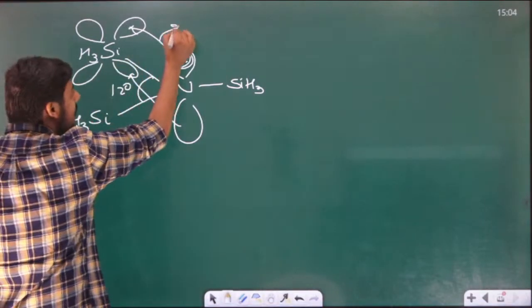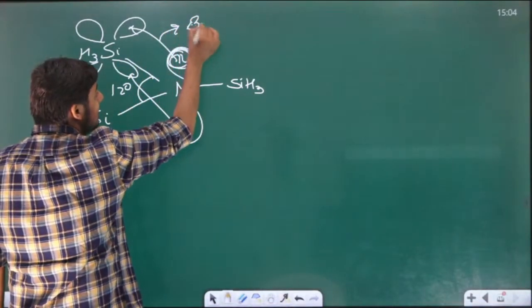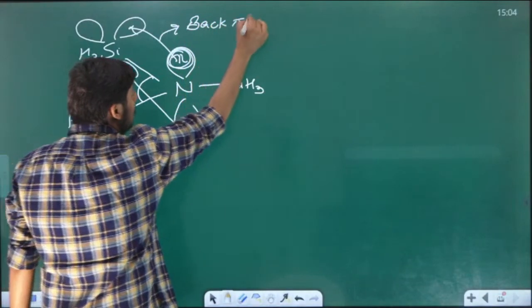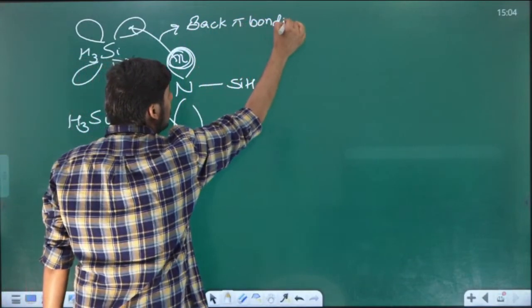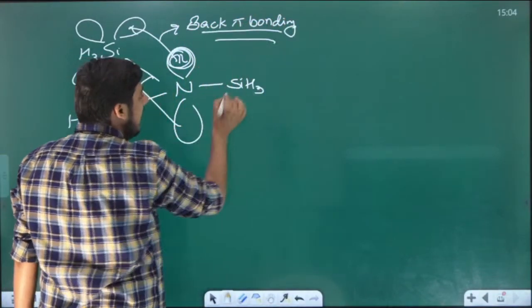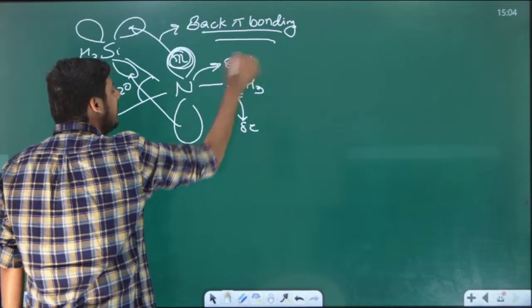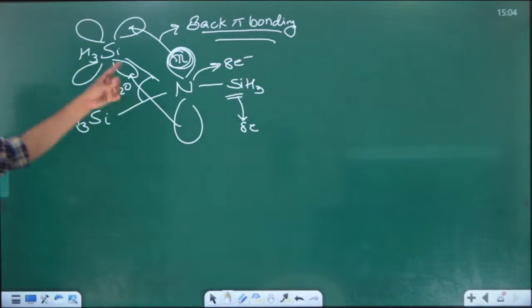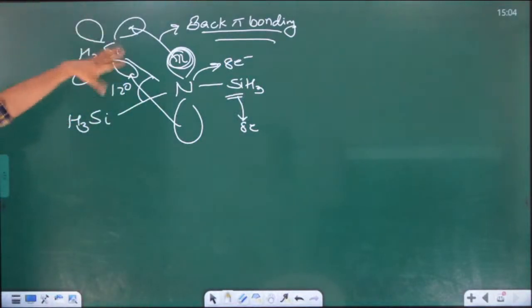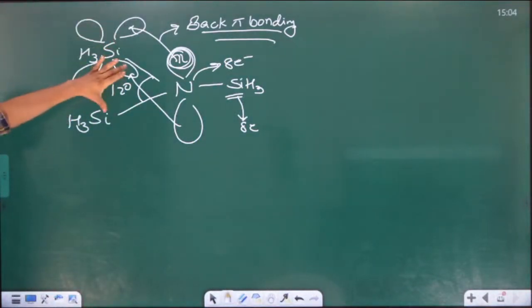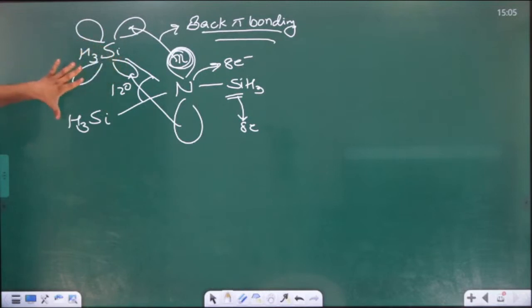And this type of back bonding, we can say this type of back pi bonding, occurs in molecules having complete octet. Si was having 8 electrons, nitrogen was having 8 electrons, still there is back pi bonding, because this back pi bonding increases the bond angle and decreases the steric repulsion. So the key driving force over here is to decrease steric repulsion.